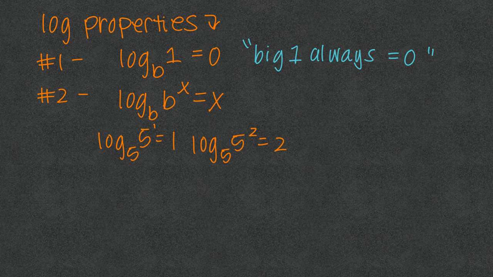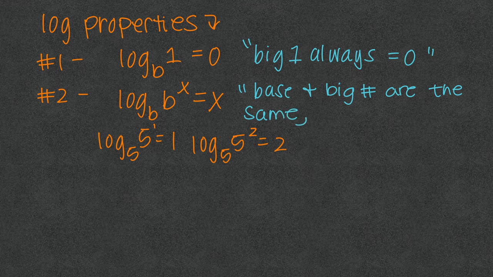How I remember this is: if the base and big number are the same, the answer is the exponent. This is just how I remember things, so maybe if it works for you, it'll help. I know it doesn't work for everyone, but I just have these little phrases, like big 1 always equals 0, and base and big number are the same, so the answer is the exponent.